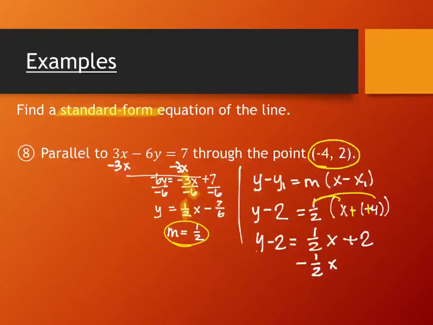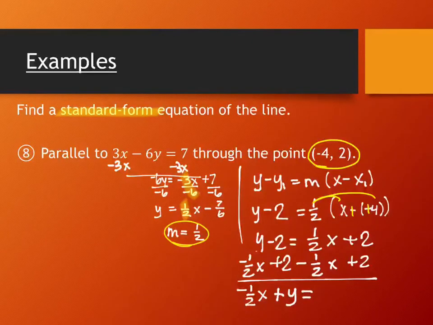Just shifting this. And you can add the 2 to both sides at the same time. If you need to see it in 2 steps to be more comfortable, then do 2 steps, it doesn't matter to me. So I want the x to be listed first. That's negative 1/2 x. I want the y listed second, so plus y. And then on the right-hand side, what do I have? I have 4.